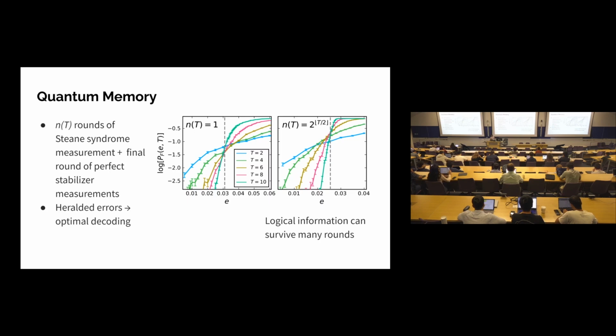To make our lives easier, let's just do heralded errors for the purpose of this talk so we can optimally decode. And so what we see is, first we can try just one round, and we get this threshold. So we can see that in the sub-threshold regime, the failure probability is going down with the system size. Then we can say, well, we really wanted to survive some time that is actually growing with the system size, because if we have a bigger code, we're going to want to perform a deeper circuit. So we took NT to be equal to the code distance, and once again, we get a threshold. So this shows that logical information can survive many rounds.